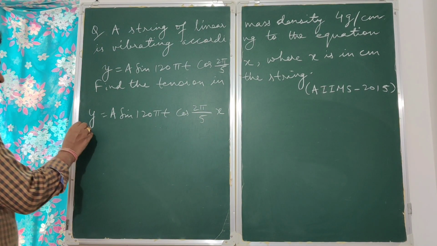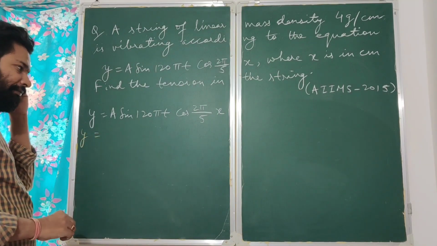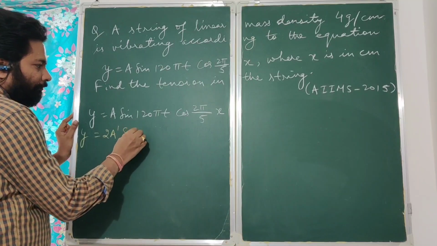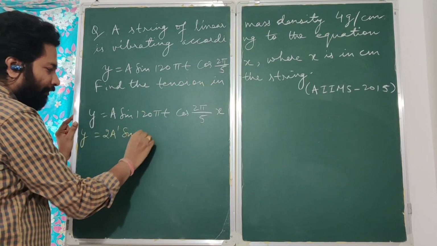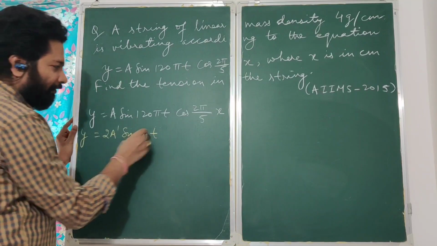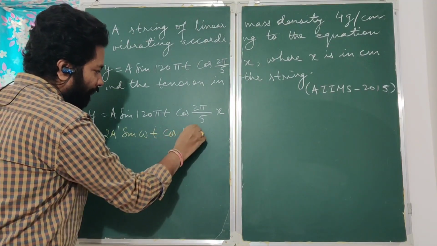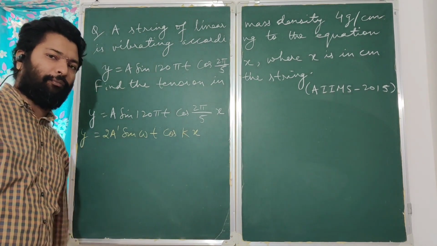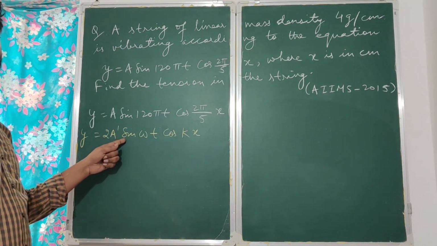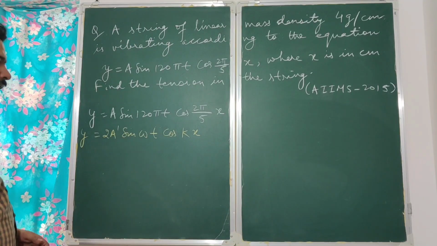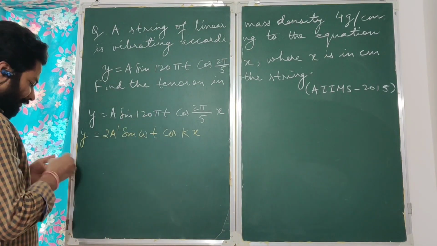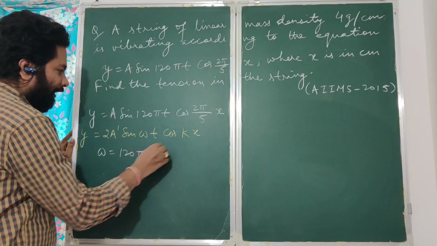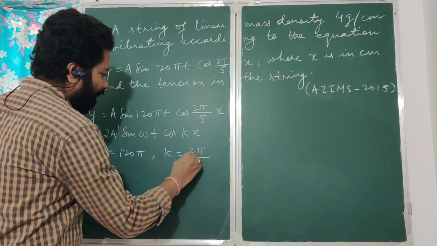Now compare it with the standard equation of stationary or standing wave. So that can be written as 2a dash sine of. Now omega is always associated with t. There is no rocket science in this. And k, you should always write it to be associated with x. So no need to worry what is the standard form in which we can write the equation of standing wave. Now compare. After comparing, what do you get? You get omega is equal to 120 pi and you get k is equal to 2 pi by 5.